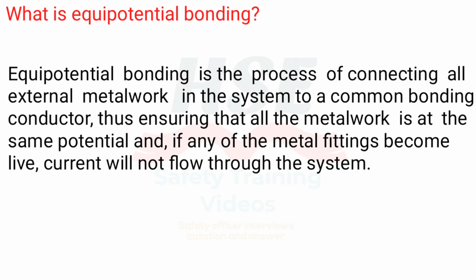What is equipotential bonding? Equipotential bonding is the process of connecting all external metalwork in the system to a common bonding conductor, thus ensuring that all the metalwork is at the same potential and, if any of the metal fittings become live, current will not flow through the system.